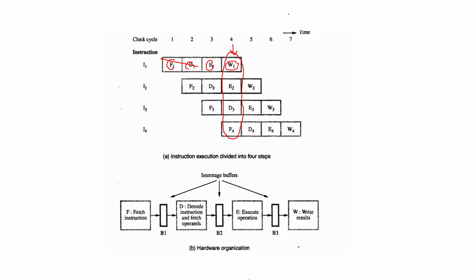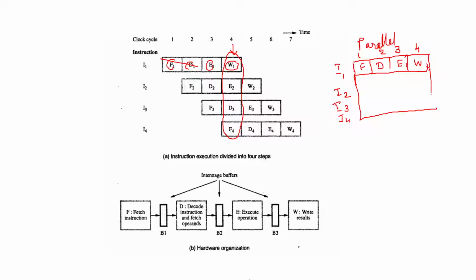Okay. So the difference between parallel processing and concurrent processing: this is the example for concurrent. If it is a parallel execution, it will be different. See here: fetch, decode, execute and W. So clock cycle 1, 2, 3, 4. Like that, all the 4 instructions will be in the same stage if it is parallel processing. But the concurrent processing is different.